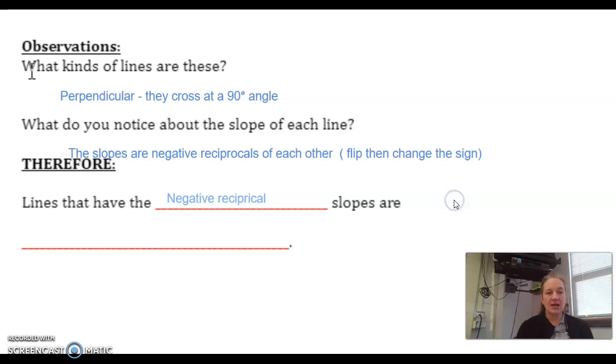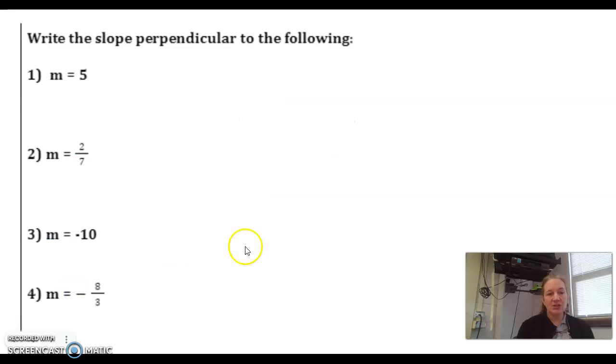Therefore, lines that have negative reciprocal slopes are perpendicular. Okay? So what you're going to do now is you're going to do these problems, and you're going to write the perpendicular slope. Okay?